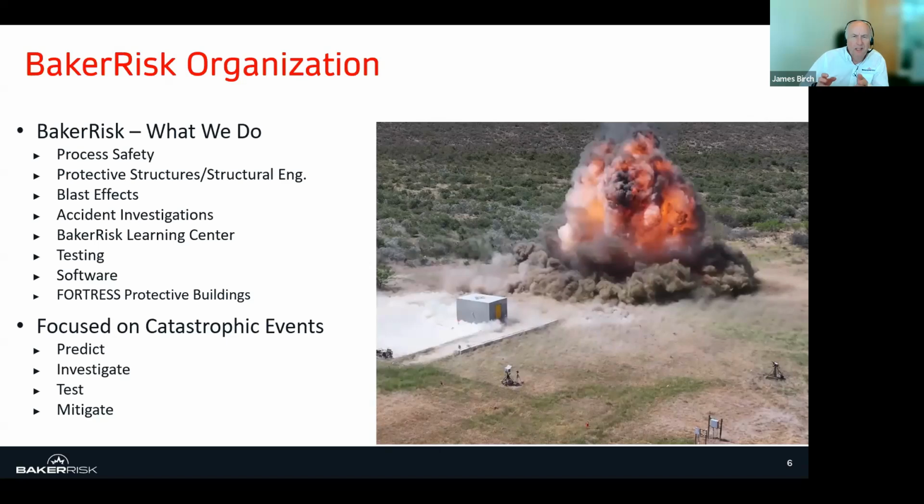But our reason for being are the catastrophic events, the serious, the damaging, life-threatening, business-threatening events. And our creed has been that if we can predict and understand them, we investigate them, we test, and we know how to mitigate them.